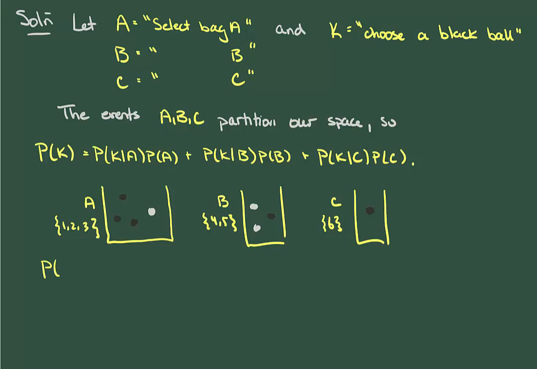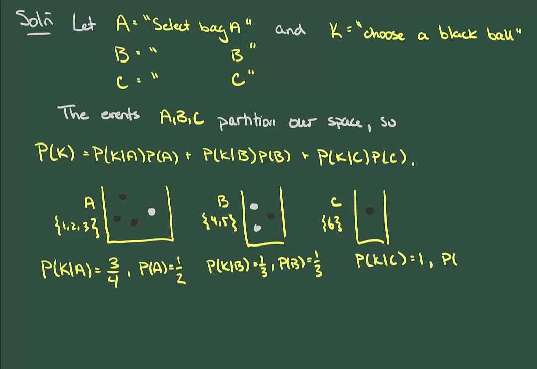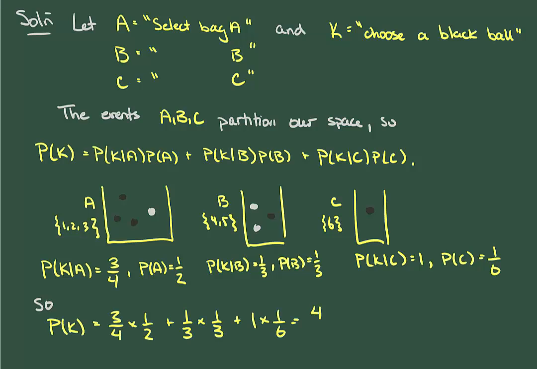Now looking at bag A, the probability that we choose a black ball from this bag is 3 out of 4, and as we choose this bag on a roll of 1, 2, or 3, the probability of picking bag A works out to be a half. We can apply the same reasoning to the other 2 bags as well. Taking these numbers and plugging them into our formula thus gives us our answer, which works out to be about 65.3%.